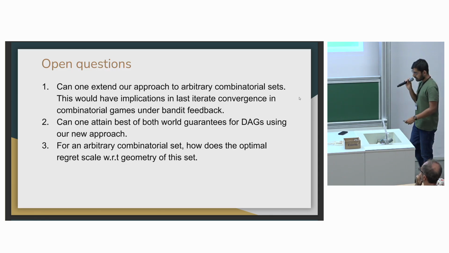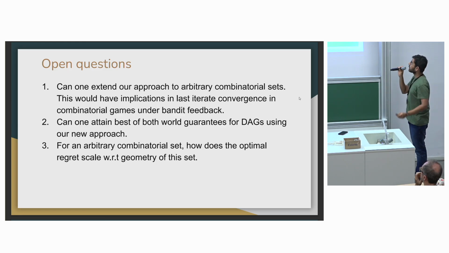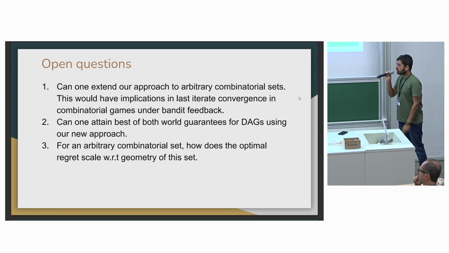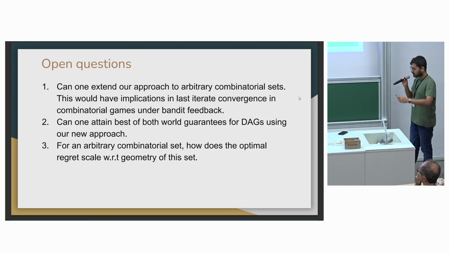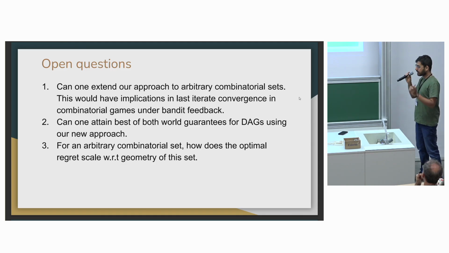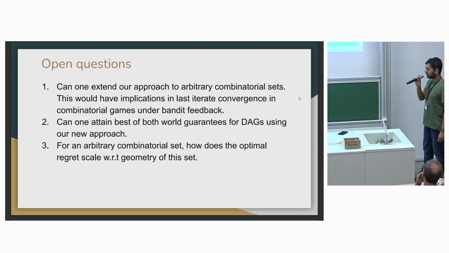One, is this approach specific to DAGs, or can you extend it to arbitrary combinatorial sets? The reason I'm interested in this is because there are some works done on large iterate convergence in standard zero-sum games, but if we can extend this approach, that would mean in several other combinatorial games, you can get large iterate convergence. And similarly, in classical multi-arm bandits, you have best of both worlds results, which makes use of Tsallis, inf, log barrier. So now that we can use different regularizers, can we get best of both worlds guarantees?